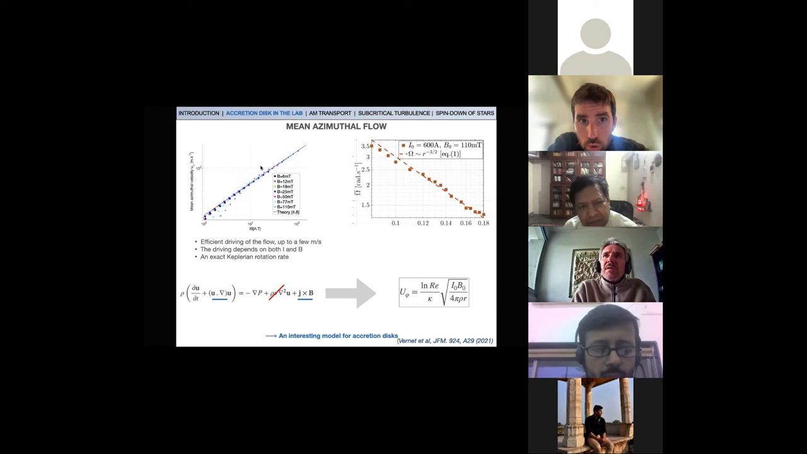Yes, because you see what I want. I have three regimes in the experiments. The first regime is this one, the black. And you see, it's not doing the same scaling. It's laminar. It's a well-known regime in this type of setup. It's when you have a laminar balance between the Lorentz force and the viscosity here. So it's somehow the laminar solution.